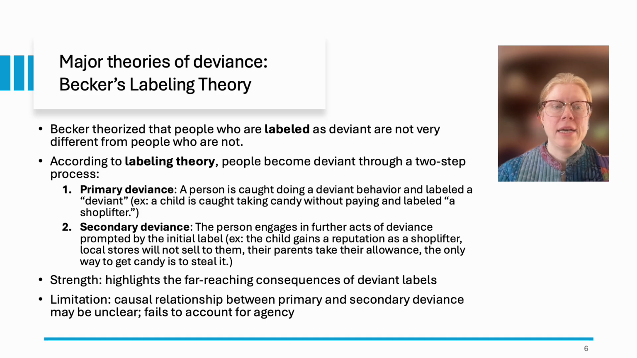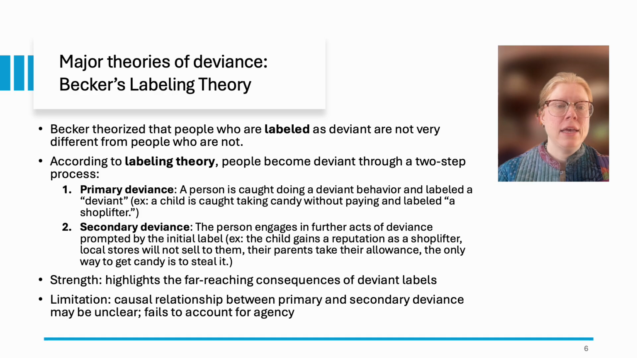In other words, he says almost everyone commits deviant acts at some point or another. It's not about who is deviant and who is not deviant. It's about who gets caught and who gets punished. Because even if two people both get caught, the person who gets formally punished is the person who is the deviant.